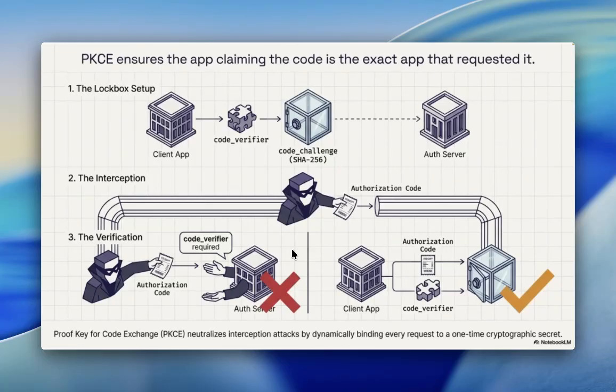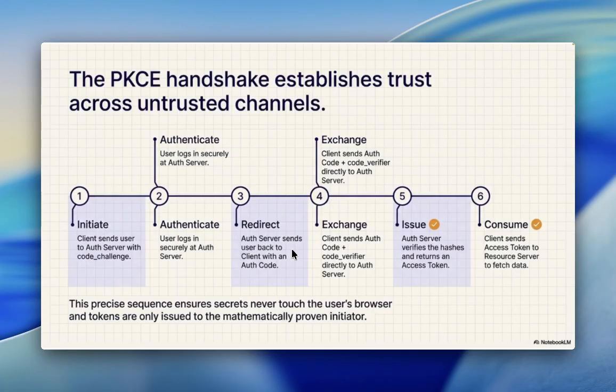PKCE ensures the app claiming the code is the exact app that requested it. The lockbox setup: client app, code verifier, code challenge, SHA-256, auth server. The interception: authorization code. The third is the verification: authorization code, code verifier required; an attacker is denied, while the authorization code with the client app's code verifier is okay. Proof Key for Code Exchange, PKCE, neutralizes interception attacks by dynamically binding every request to a one-time cryptographic secret.